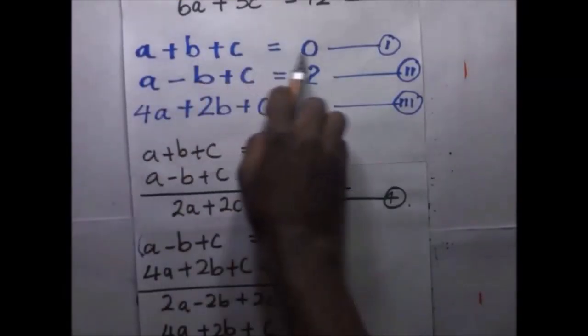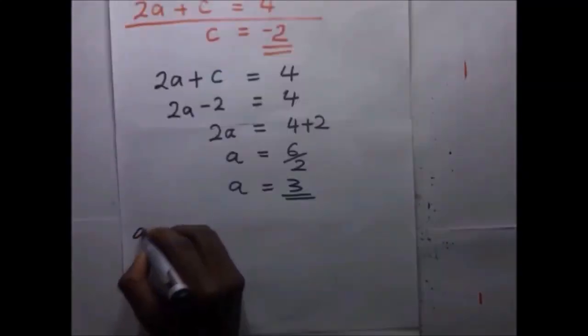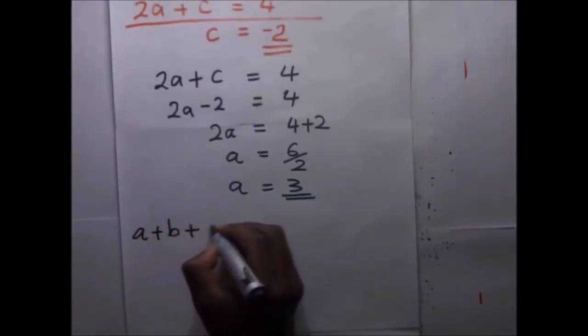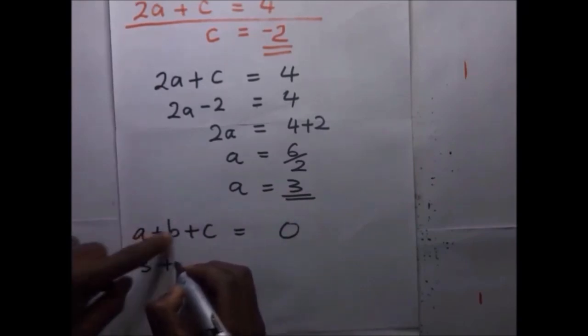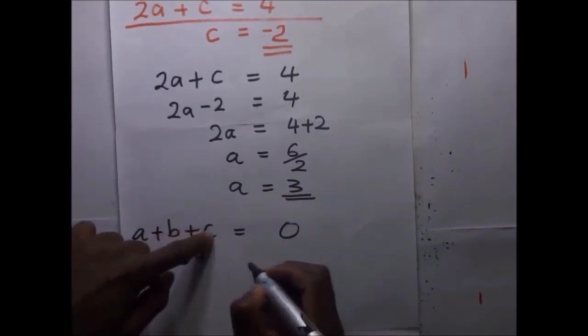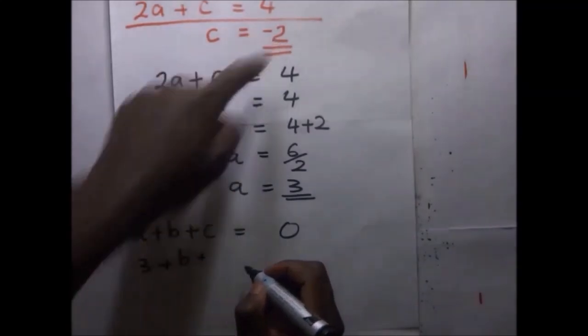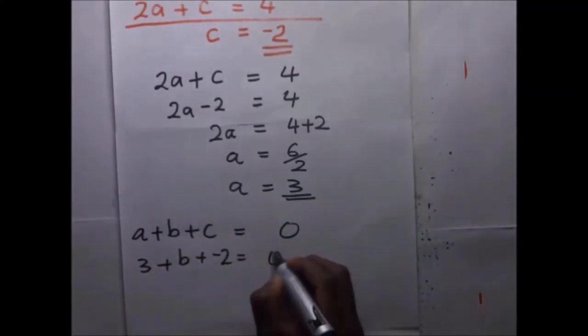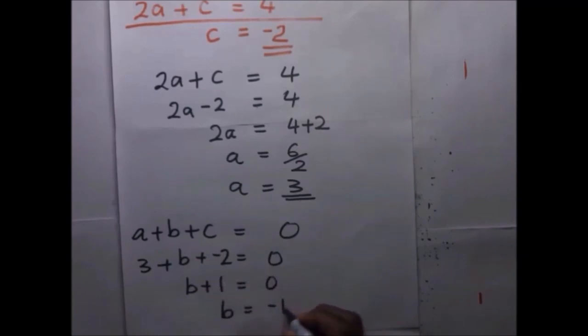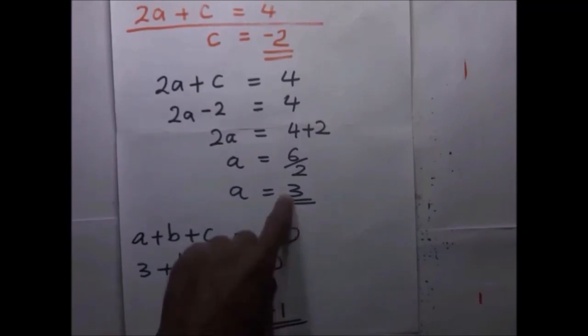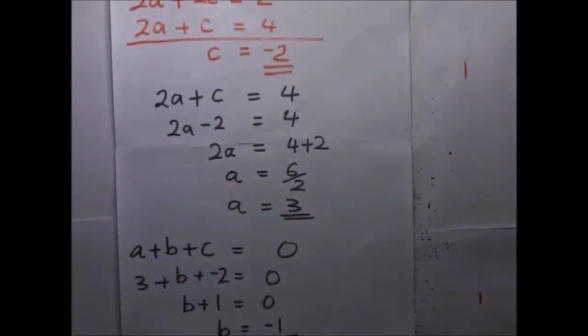a plus b plus c is equal to 0, to get the value. Our value of a is 3 plus the b we are looking for plus our value of c, which is negative 2. And so that's the answer. We have our value of b as negative 1, a as 3, c as negative 2.